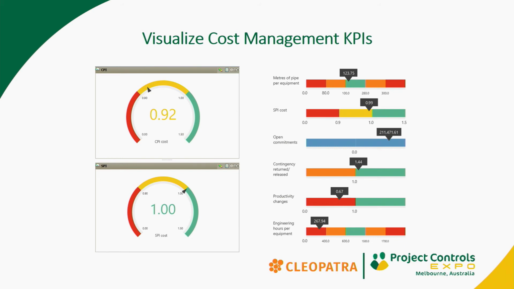Now these are all things where you know that there's a certain standard that you're aiming for, and this is what you can apply during your cost management phase. Same goes for your engineering hours per equipment. If they're extremely low, you may want to have a look at the quality of your engineering works.